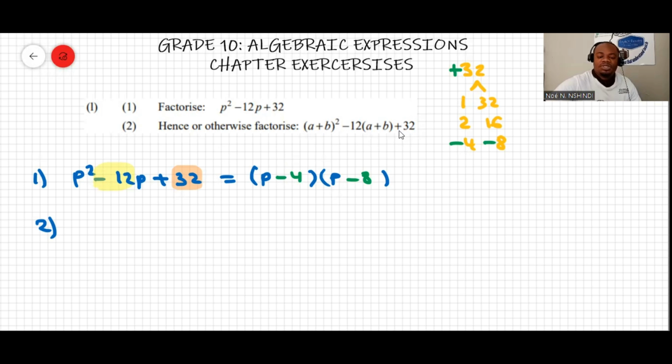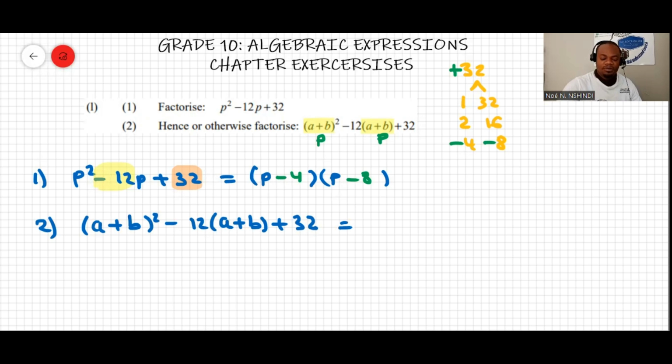32. So this is simple. We can just substitute this. Call a plus b p. If I call it p, it is the very same expression that we have here. It's going to be p squared minus 12p plus 32. So I'm going to write here (a plus b) squared minus 12(a plus b) plus 32.